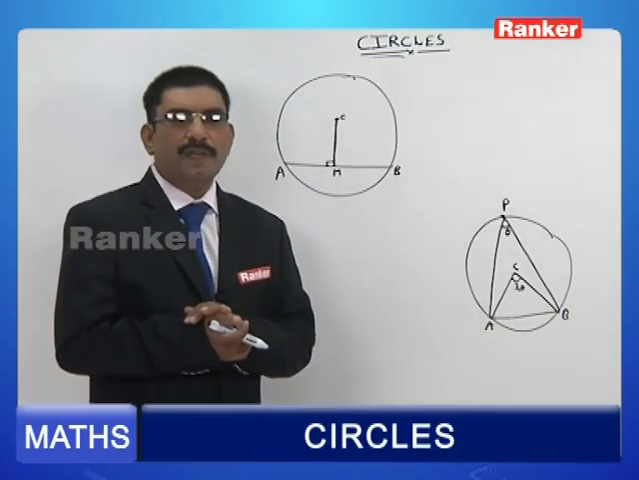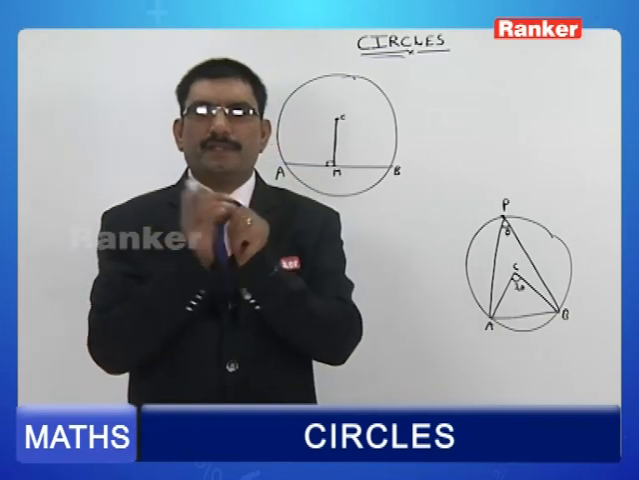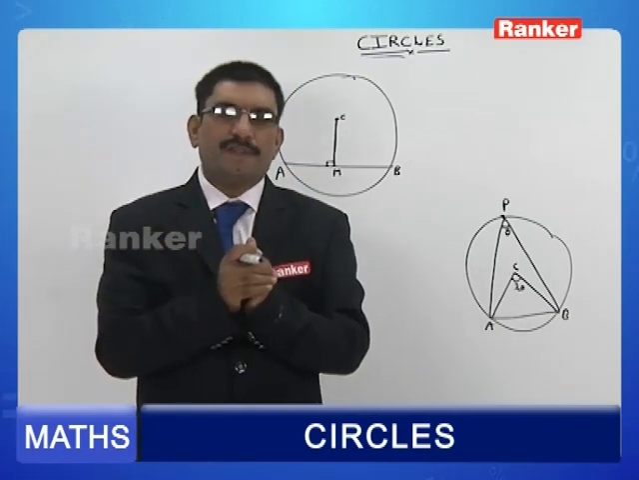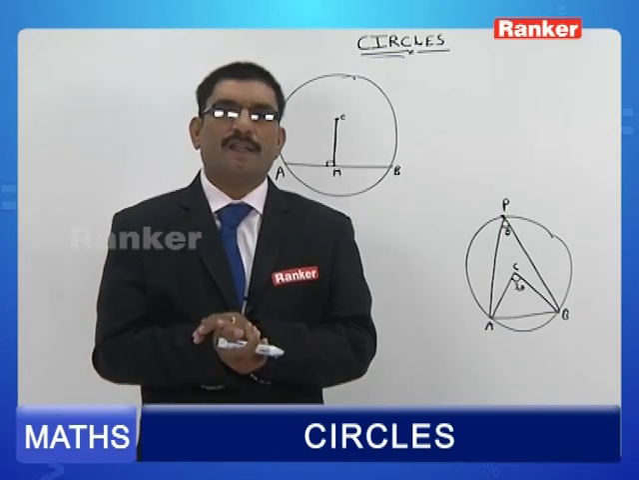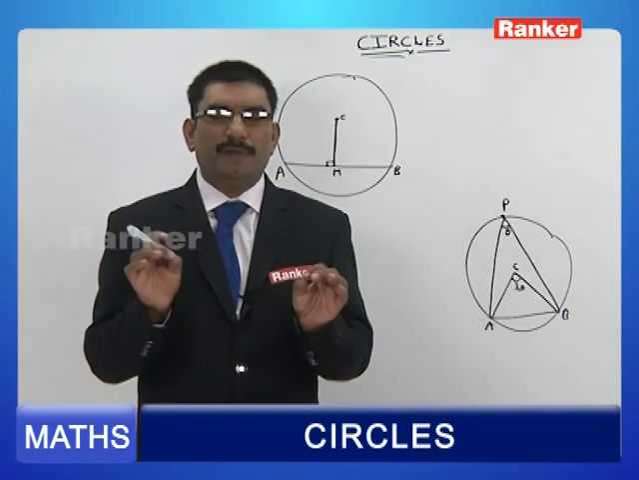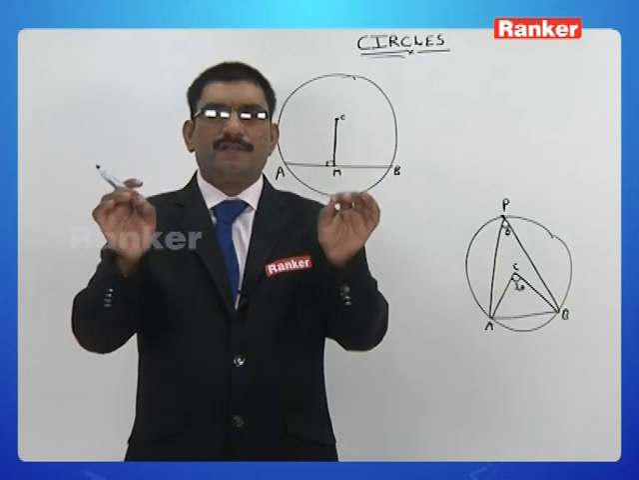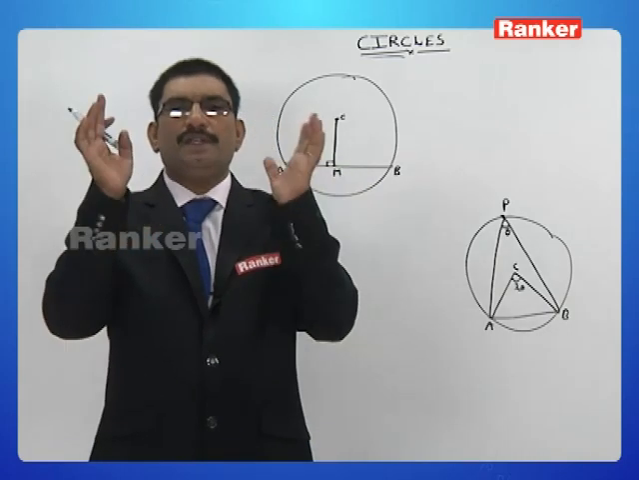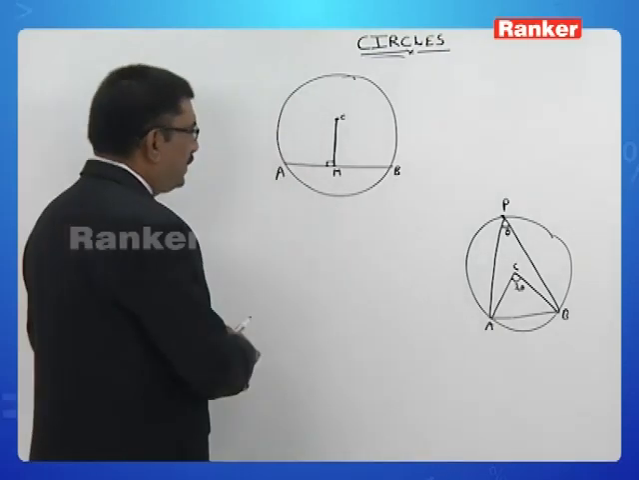Next, we shall make a move to understand the different types of circles. The very first one is the equation of a circle having A of x1 comma y1, B of x2 comma y2 as the extremities of a diameter. Extremities of a diameter. Now I start.